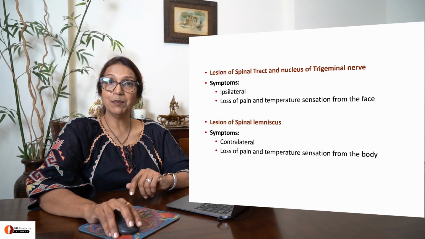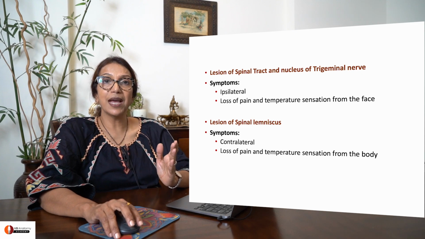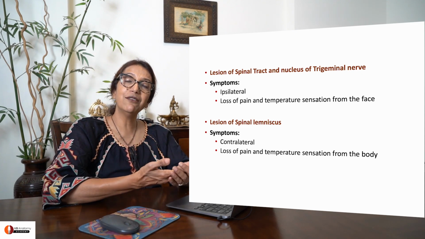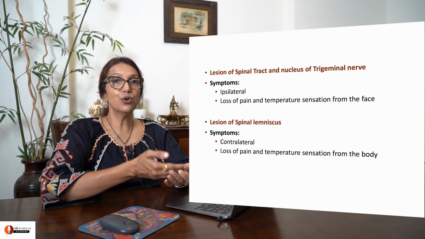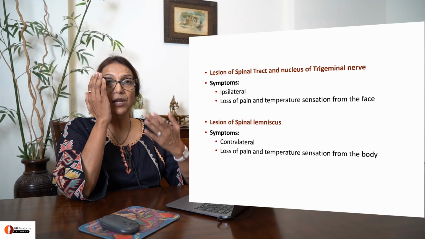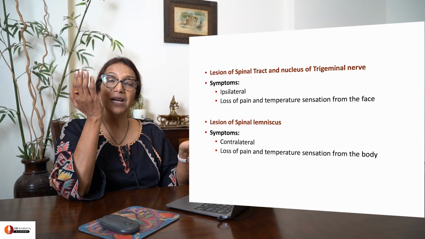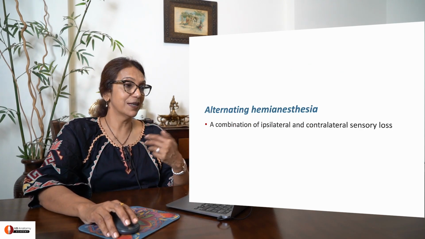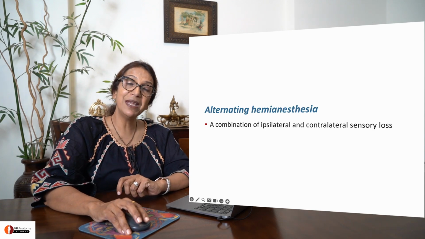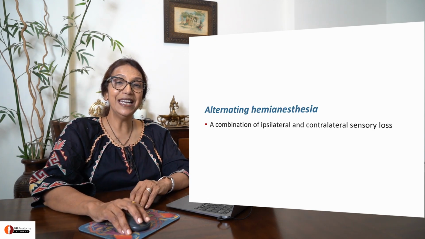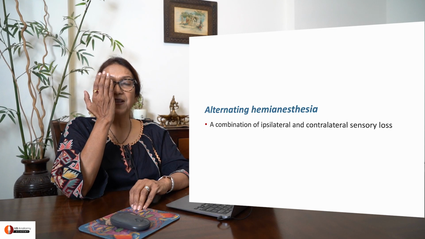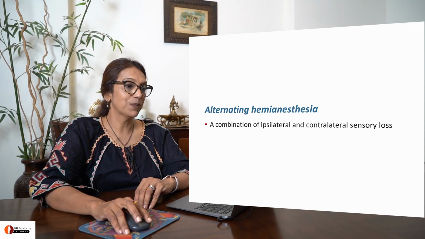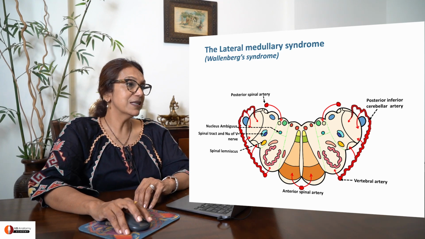What about spinal lemniscus? Spinal lemniscus was carrying lateral spinothalamic tract, which was carrying pain temperature from the contralateral side of the body, right? So loss of pain temperature on one side, loss of pain temperature from the body on the other side, okay? So face one side affected, body another side affected. This is called alternating hemianesthesia. One side face affected, one side body affected. Okay, typical of Wallenberg syndrome.